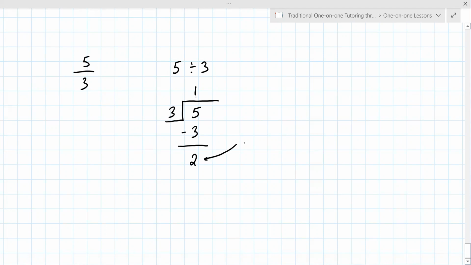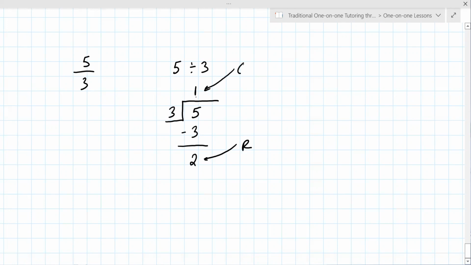Let's say it's 5 divided by 3, 5/3. So you take the 5, you divide it by 3. 3 goes on the outside, 5 goes on the inside. How many times does 3 go into 5? One time. 1 times 3 is 3. You subtract. 5 minus 3 is 2. That's your remainder.